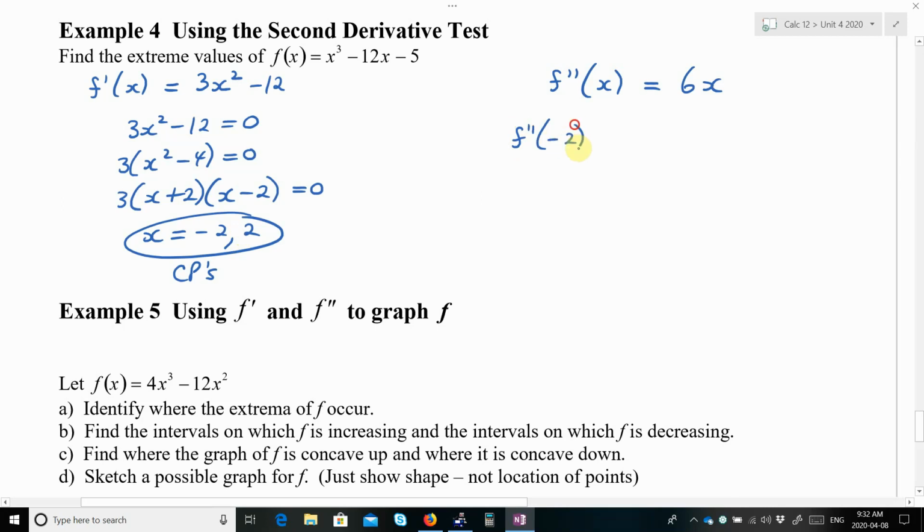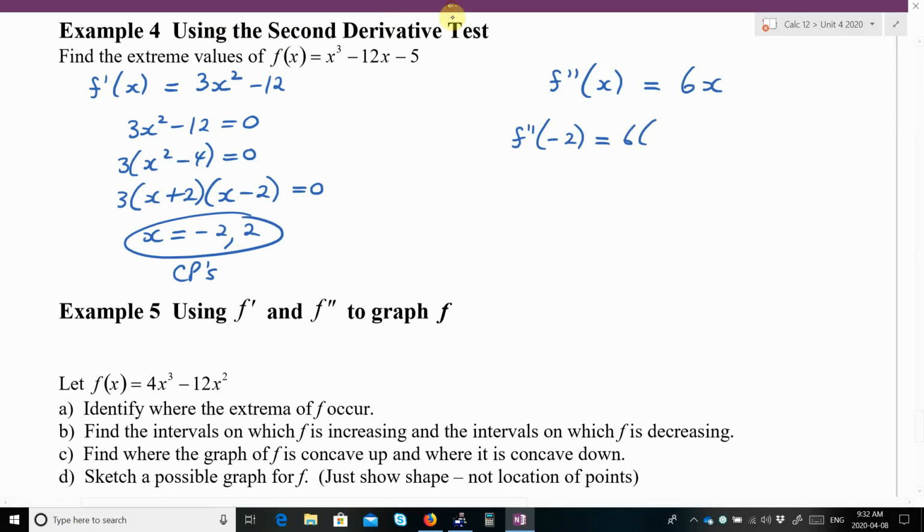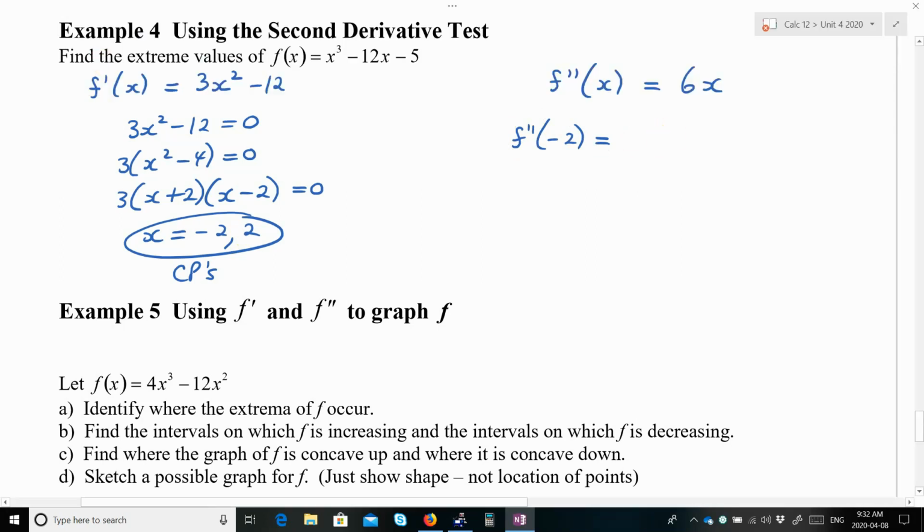F double prime of negative 2 gives us 6 times negative 2, which is equal to negative 12. So we get that the second derivative is negative 12, less than 0, at the critical point, negative 2. So we can say second derivative is negative. So we would have concave down.